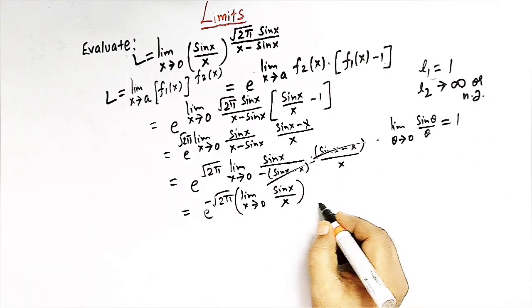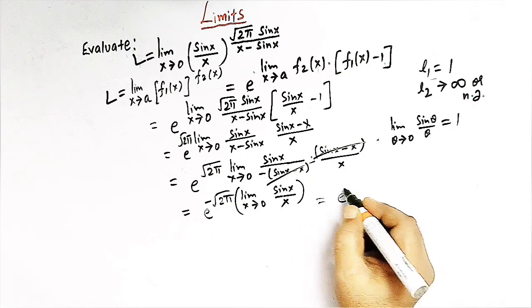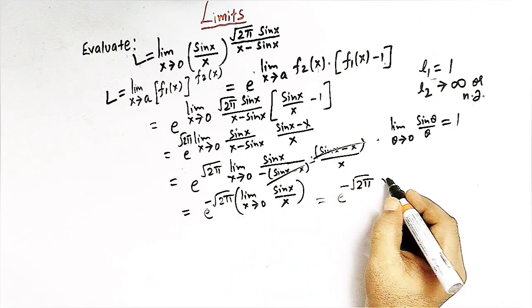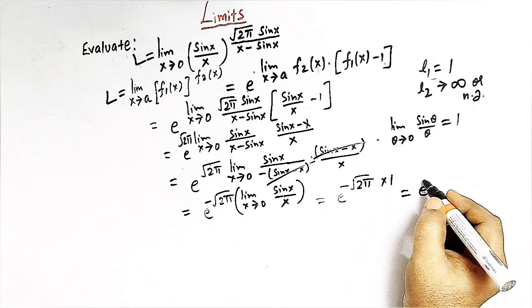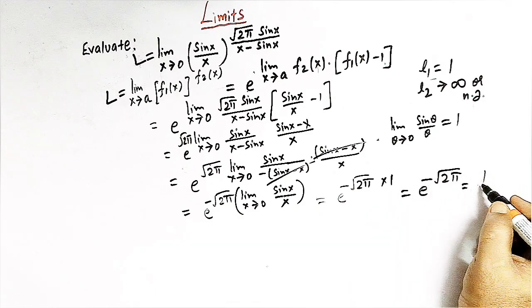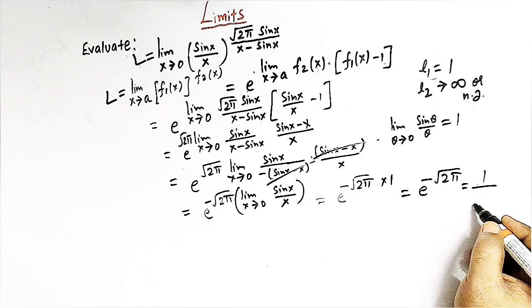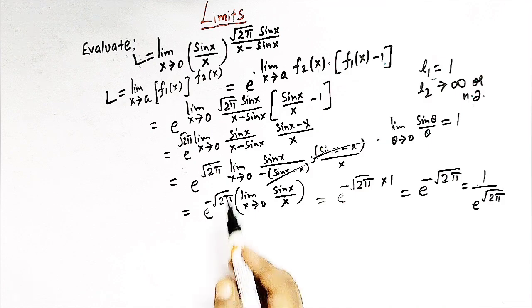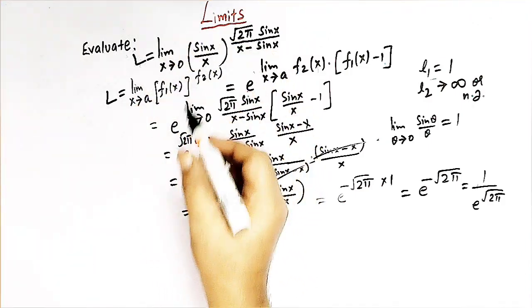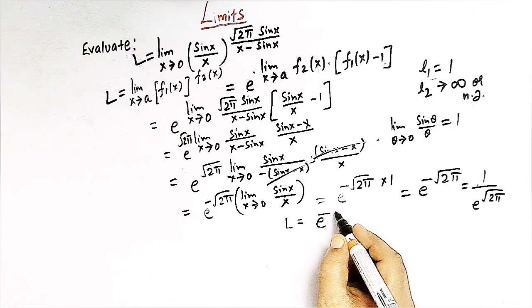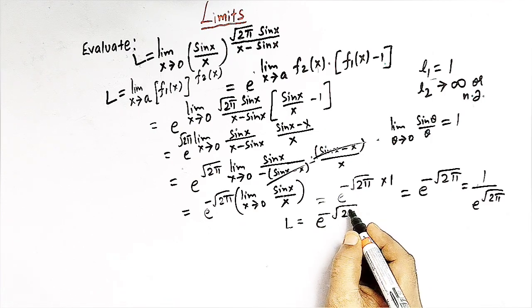So now we can write here e raised to minus square root of 2 pi, and this limit is 1. So we have e raised to minus square root of 2 pi, which can be written as 1 over e raised to square root of 2 pi, right? So the value of this limit L is given by e raised to minus square root of 2 pi.